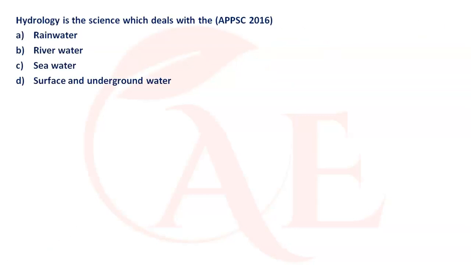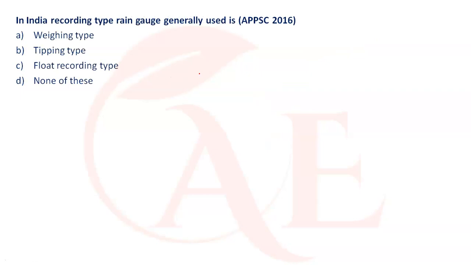Hydrology is the science which deals with water. You already know, hydro means water. So hydrology deals with both surface and underground water. So option D is the correct answer. Next question: in India, recording type rain gauge.